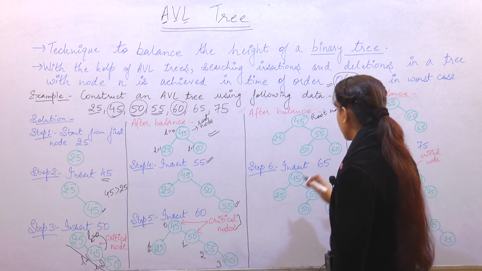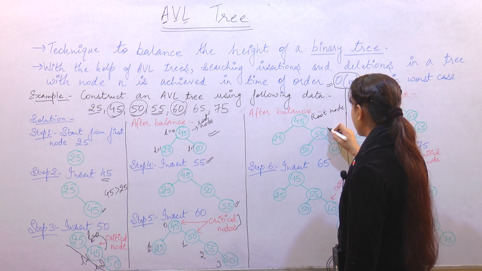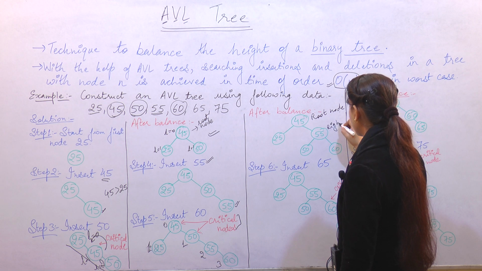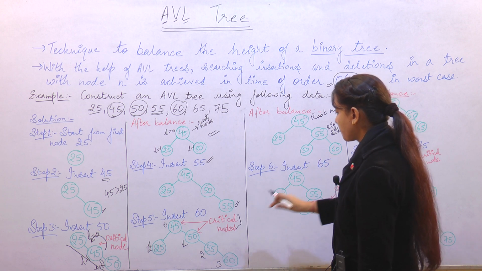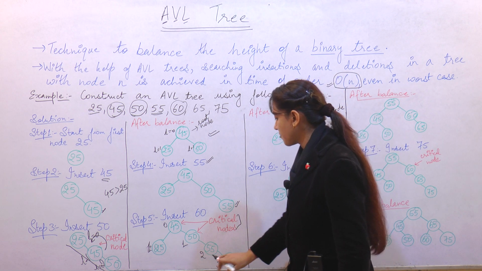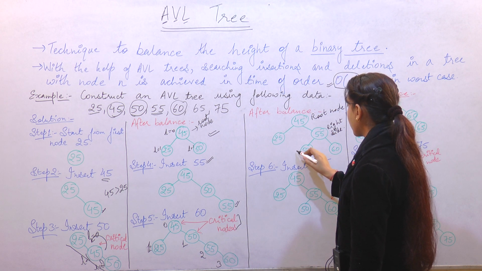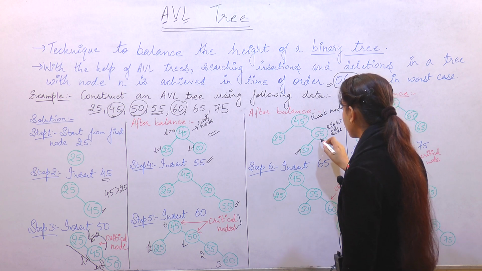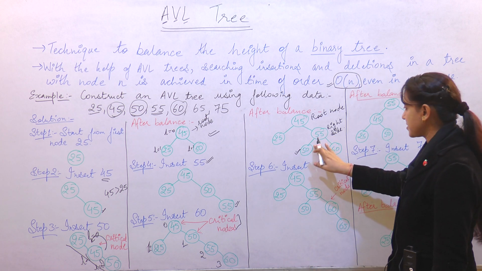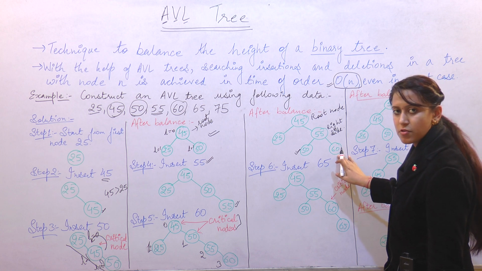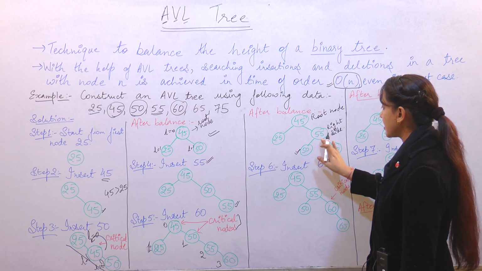50 will come on the right side, and since 50 is less than 55, 50 will come on the left side of the node 55 and 60 will come on the right side of the node 55, because 50 is less than 55.